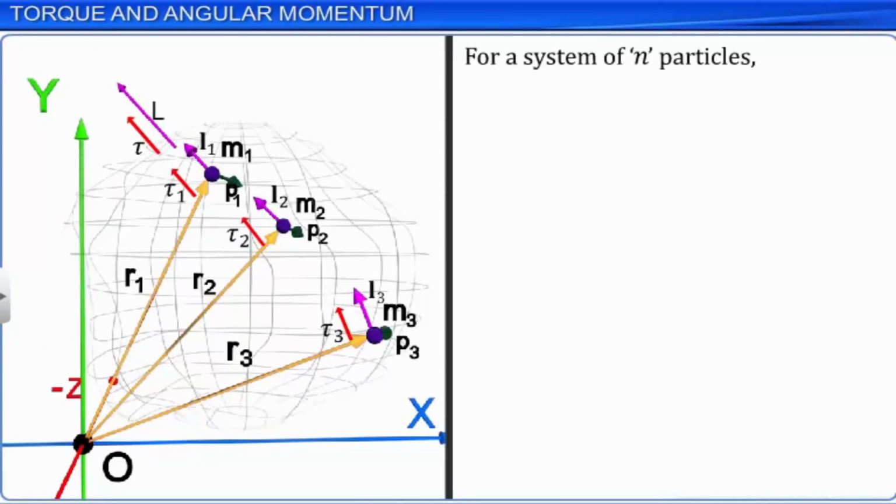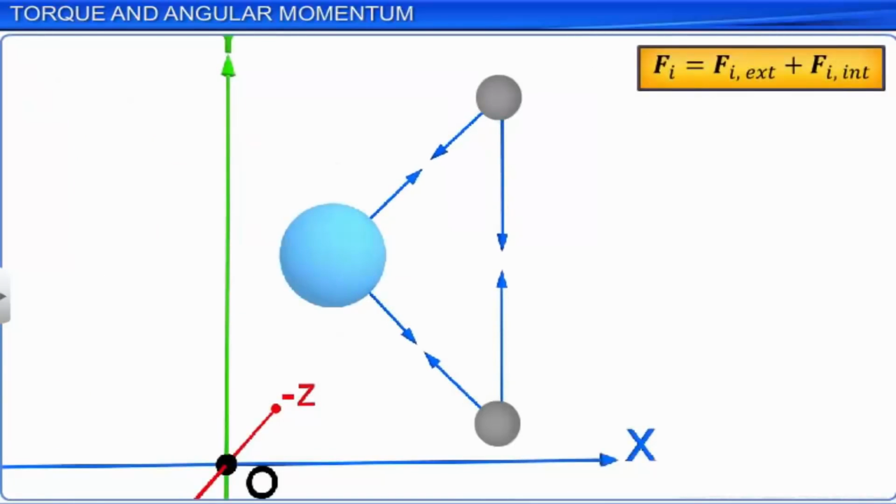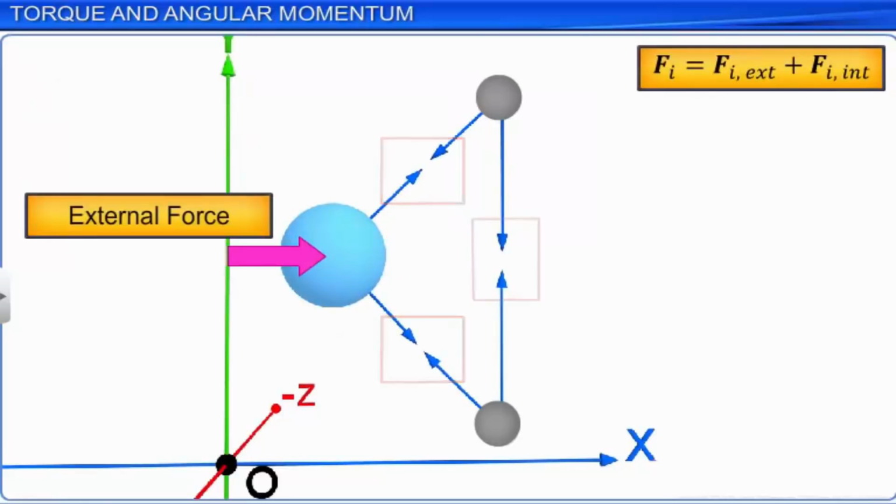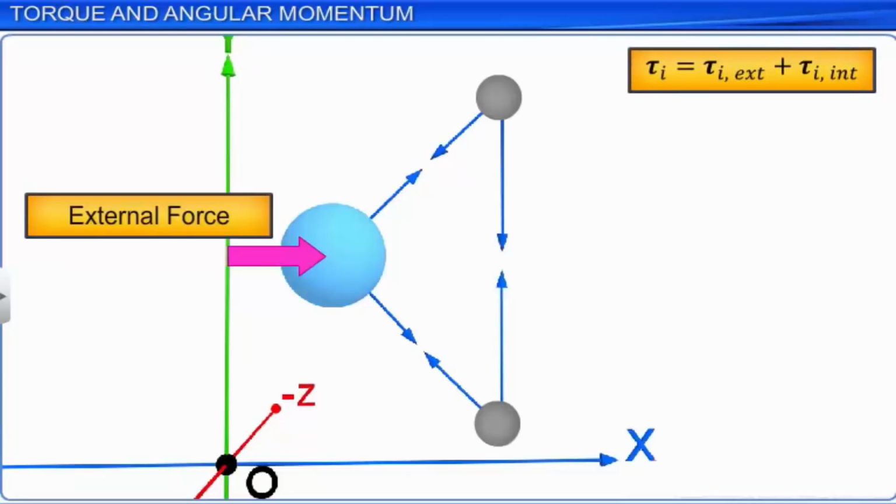This is expressed as the cross product of Ri and Fi, where Ri is the position vector of the ith particle and Fi is the force on it. The net force on the ith particle may be external or internal forces exerted by other particles of the system. Thus, we categorize the total torque on the ith particle as the sum of torques due to external forces, tau i external, and torques due to internal forces, tau i internal.